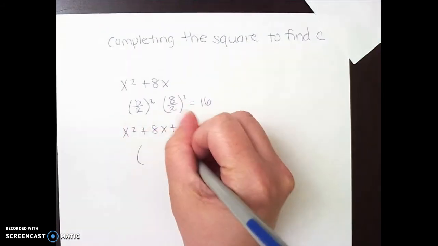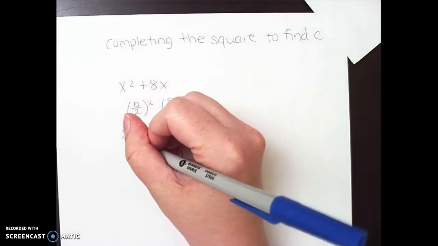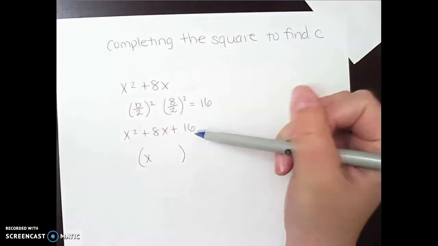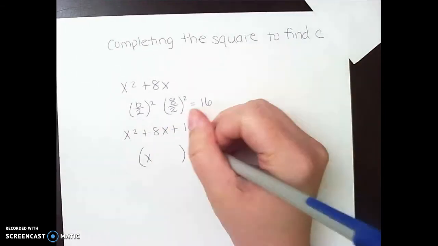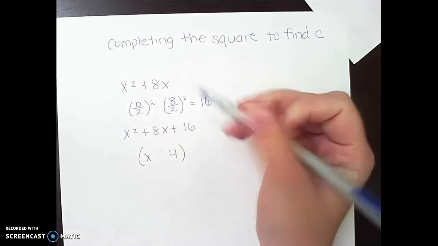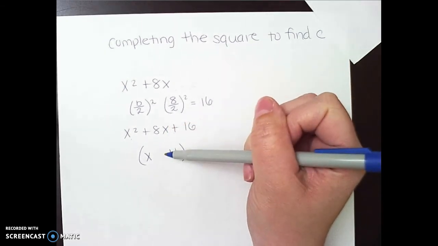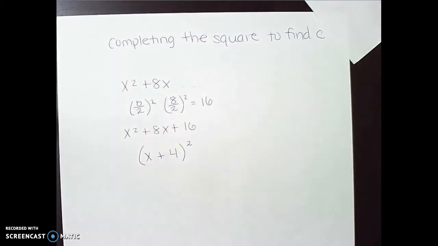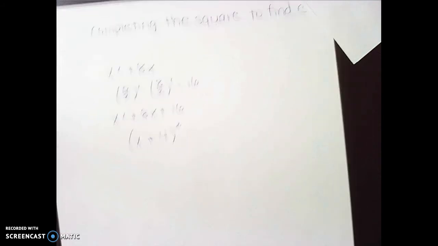And when I factor this, again, I'm going to take my x squared and square root it to get x. I'm going to take my 16 and square root it to get 4. And then the sign here is going to match the sign of that middle term, so that's going to be positive. And so that is squared. All right, one more example.